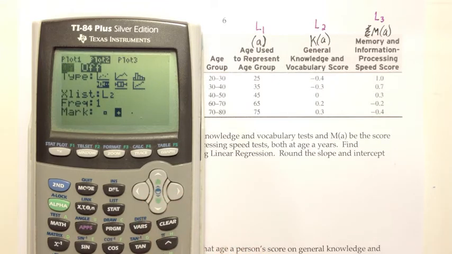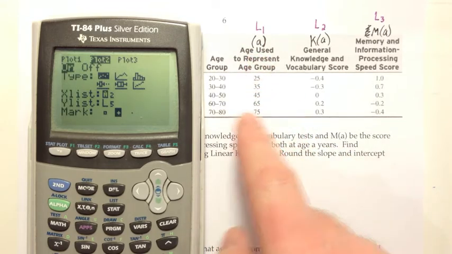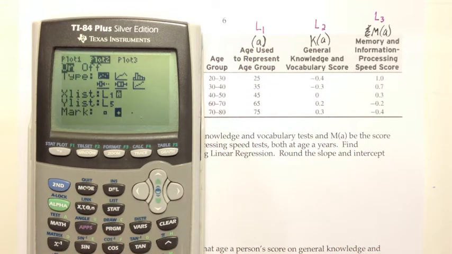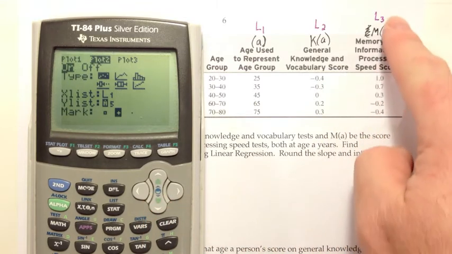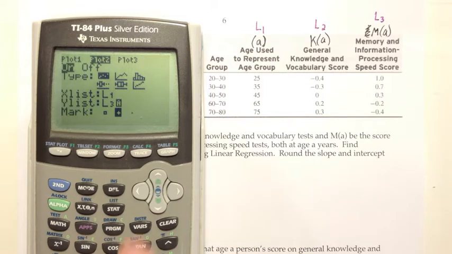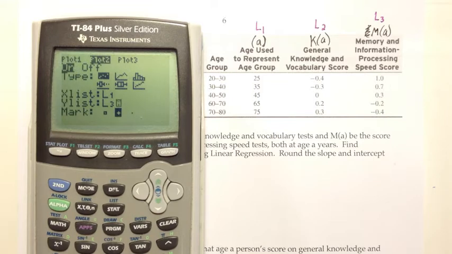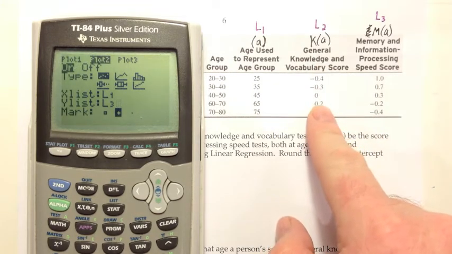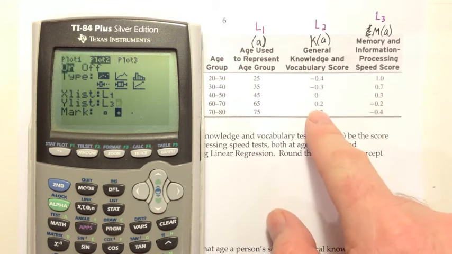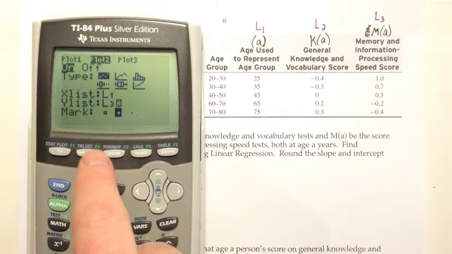And I'm going to say I want that one turned on. The type of graph that I want is a scatter, so I'll highlight that and press enter. And for my list, I still want to use the same age as the input, so my input list or X list is still L1, and the Y list is going to be these memory scores, which I put in L3, so I'll hit second and L3. And I'm going to use a plus sign for these instead of the square, just so I can tell the difference between what's a knowledge score versus a memory score. So the knowledge will be the square and the memory will be the plus. So now I want to set up the window.